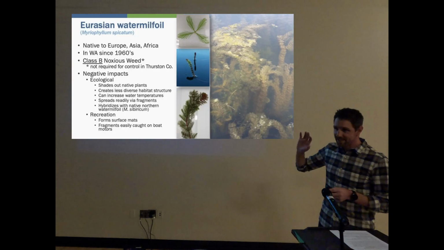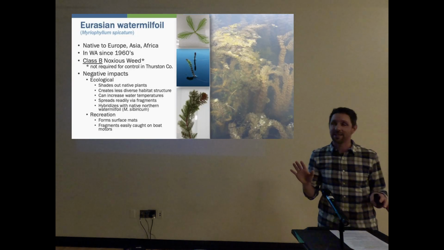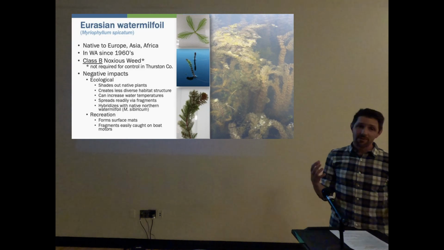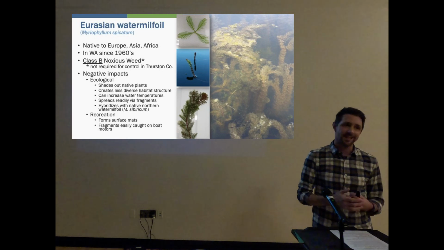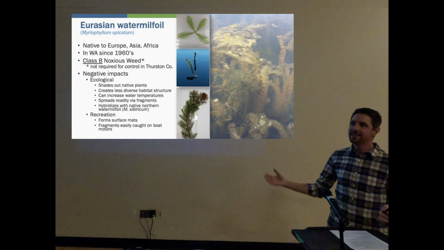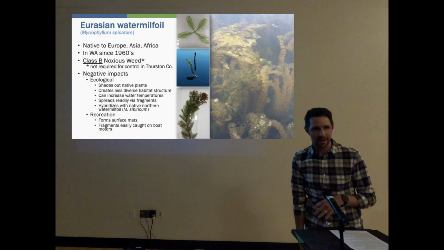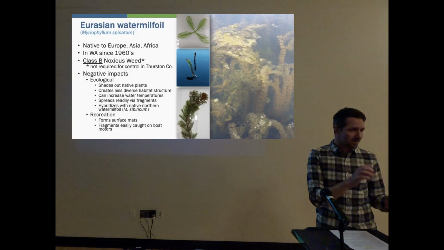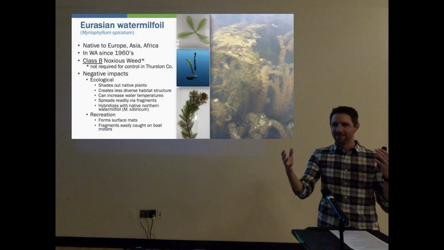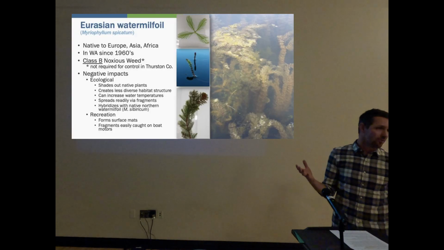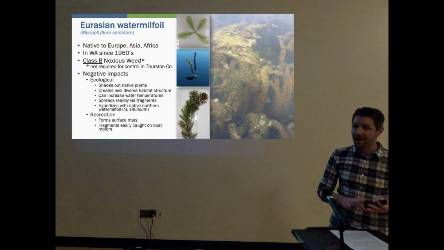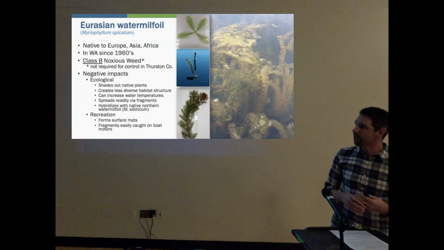Okay. So let's just focus on Eurasian water milfoil for a little bit here. Native to Europe, Asia, and Africa. It's been in Washington for a long time, since at least the 1960s. It's been in the US since at least the 1940s, maybe even the early 1900s. Very long time. For a long time, they couldn't actually distinguish it from our native northern water milfoil, so it became a big mess. So we're not even sure when it came here and how long it's been here. But we're much better at identifying them now, through genetics and other means.